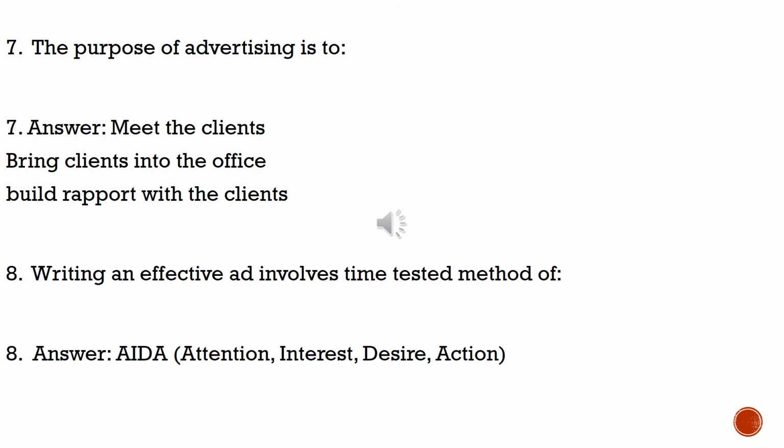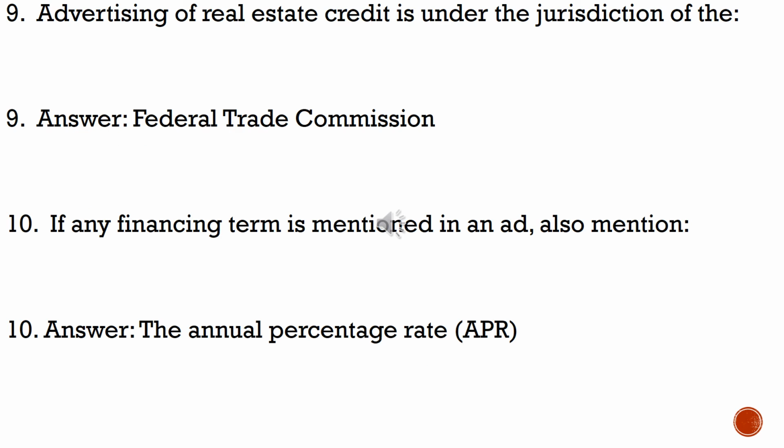Question number 8. Writing an effective ad involves time-tested method of? Answer, AIDA, attention, interest, desire, action. Question number 9. Advertising for real estate credit is under the jurisdiction of? Answer, the Federal Trade Commission. Question number 10. If any financing term is mentioned in an ad, also mention? Answer, the annual percentage rate, APR.